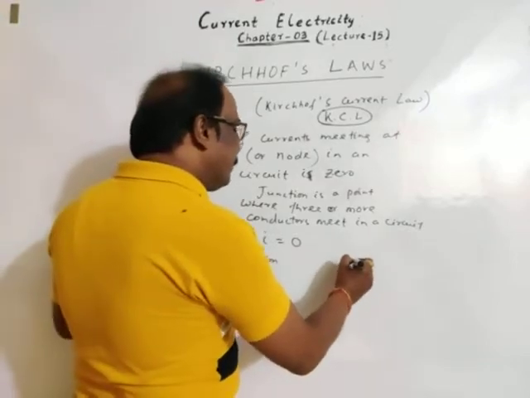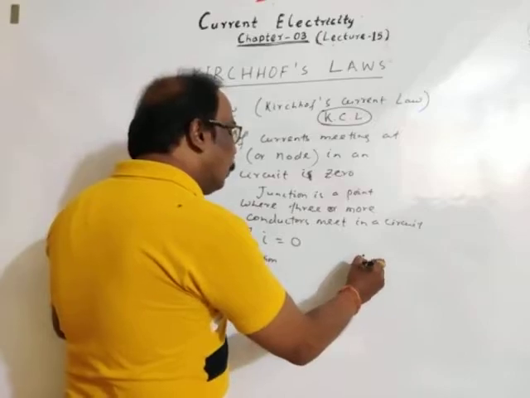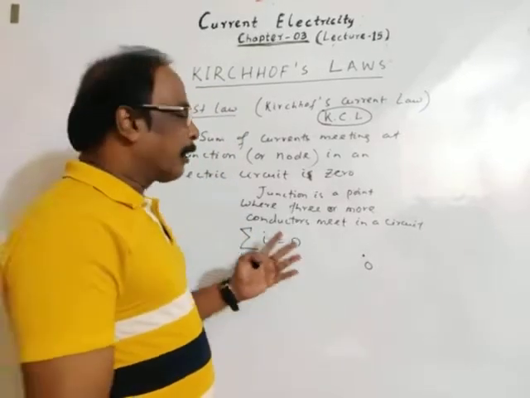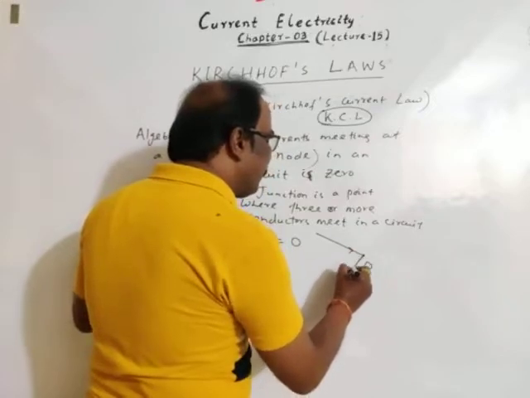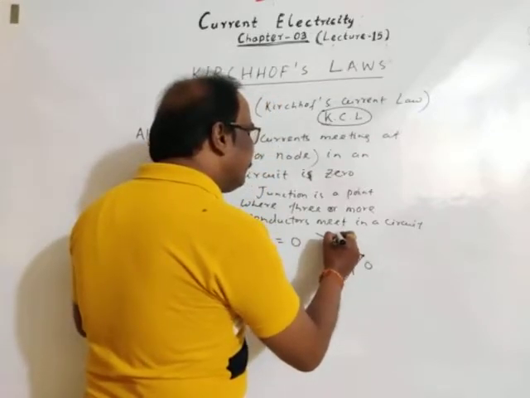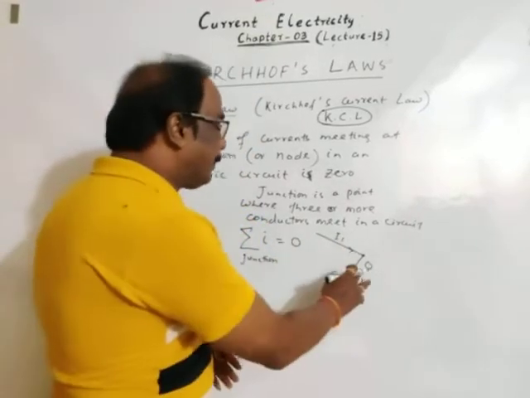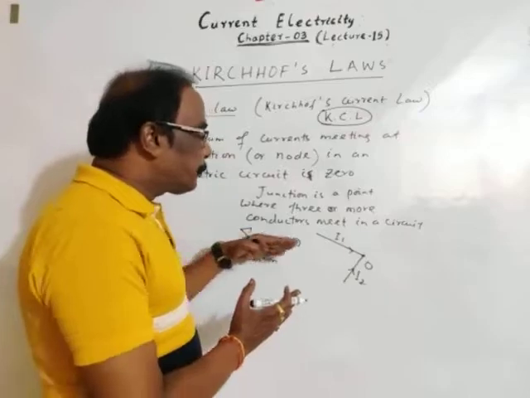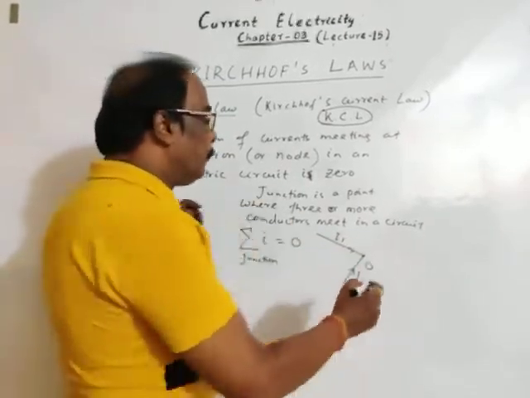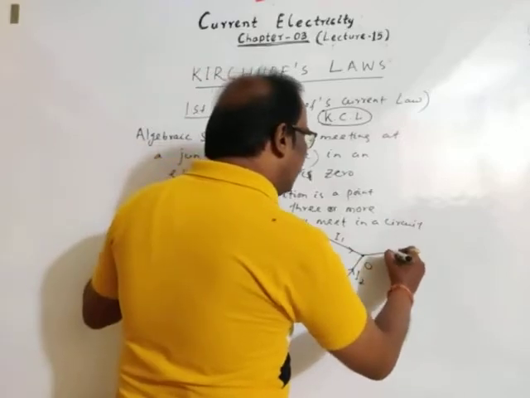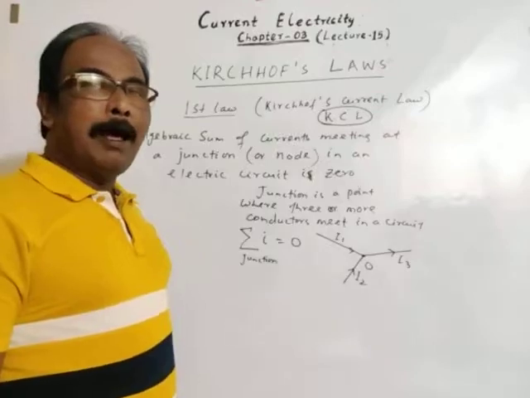For illustration, let this be a junction O in an electric circuit. The 2 conductors are meeting here. This current is I1, this current is I2. Suppose 2 conductors are meeting in which current is coming towards O, and let the outgoing current be I3.